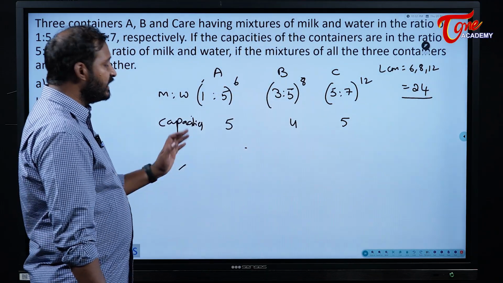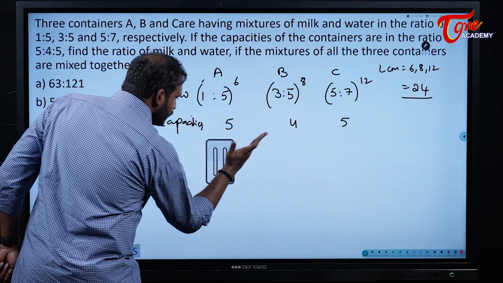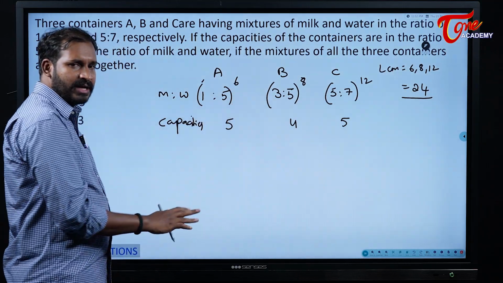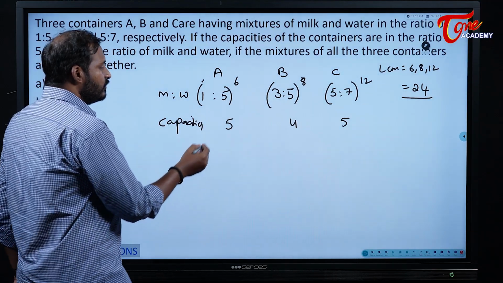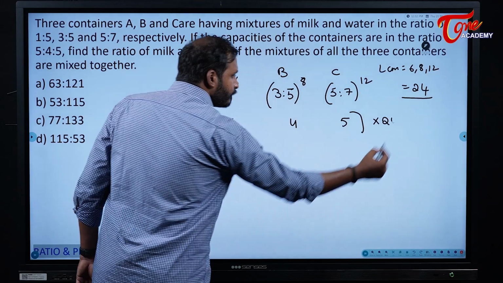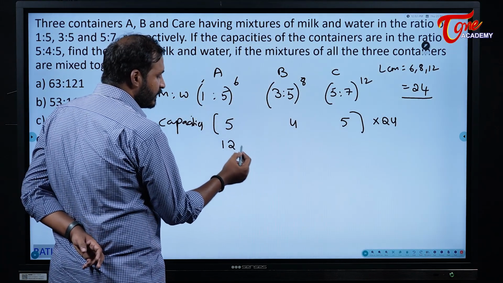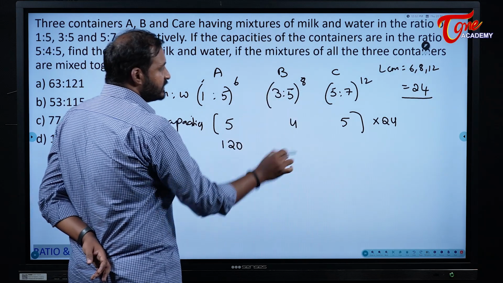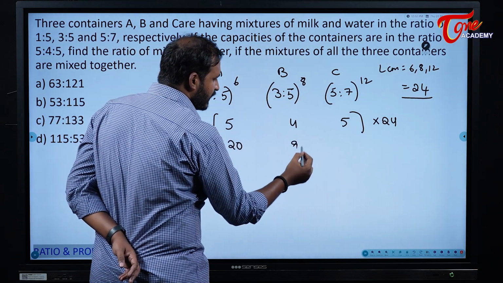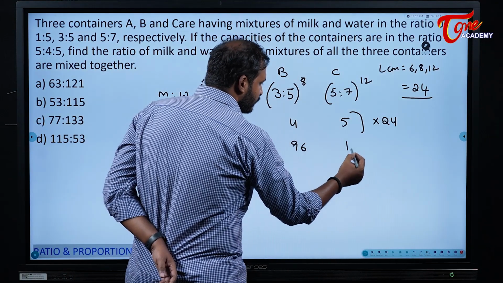Then easily I can calculate the things. Only because of calculation easiness, I am taking the LCM, nothing more than that. If you want, you can take them directly, but it will take a lot of time for us. So I multiply these capacities with 24. 5 24s become 120. Now 4 with 24 means it becomes 96. And 5 with 24 becomes 120.